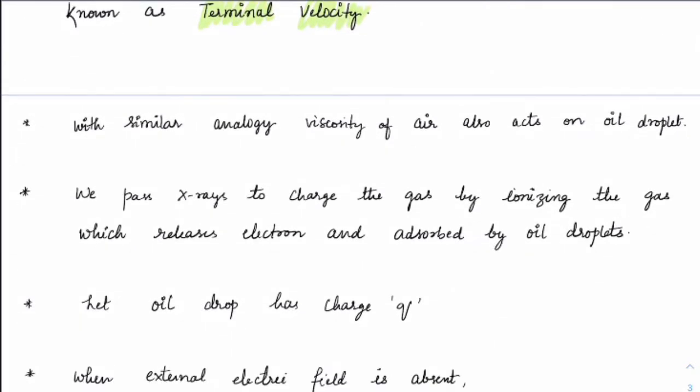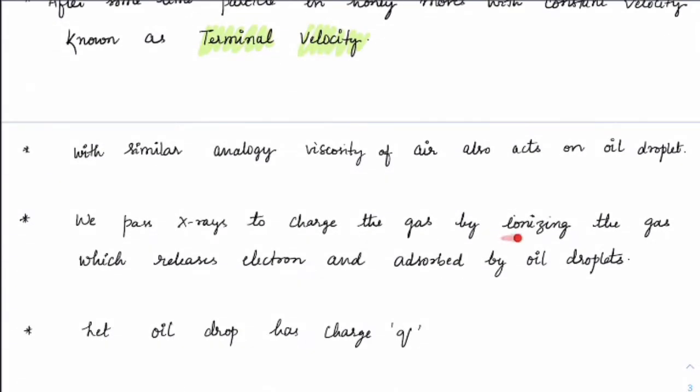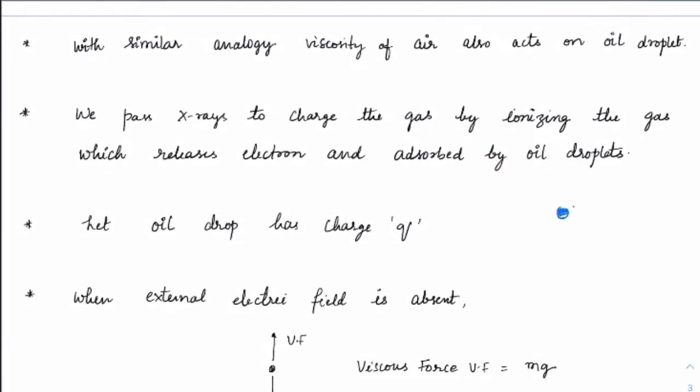Next, if we pass X-rays, what we expect is that the air gas which is present here would get ionized and release electrons, because X-rays have high frequency, so they will ionize the atoms coming on their way and increase the electron rich space. So those electrons will get absorbed on the oil droplet. So suppose this is an oil droplet, electrons will get absorbed on the surface of the oil droplet like this.